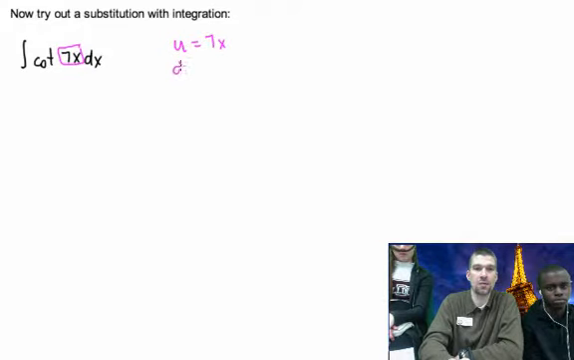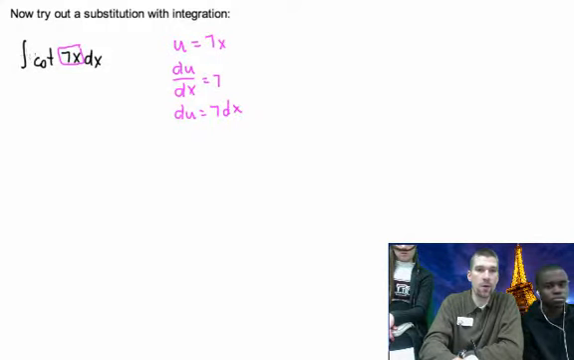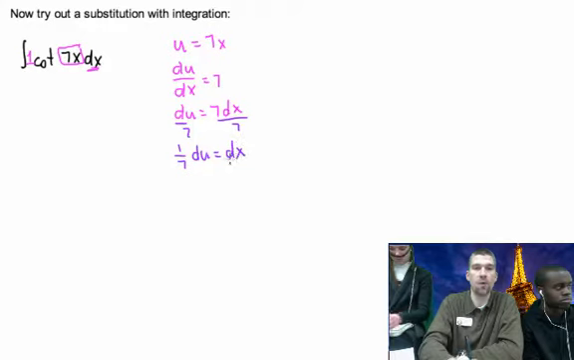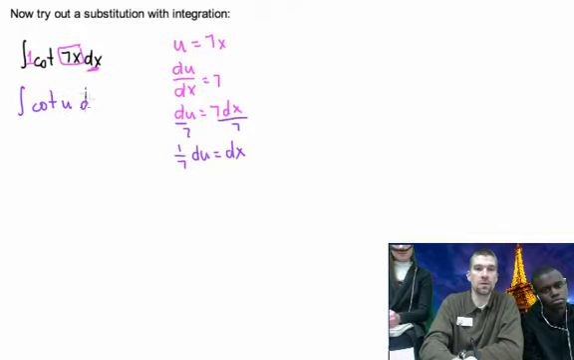So when we take our derivative, du dx equals 7. We solve for du: du equals 7 dx. And keep in mind, we want 1 dx. To get that, we divide everything by 7. So 1/7 du is equal to dx. There's my equality statement. Now, what does this look like? It looks like cotangent u du.